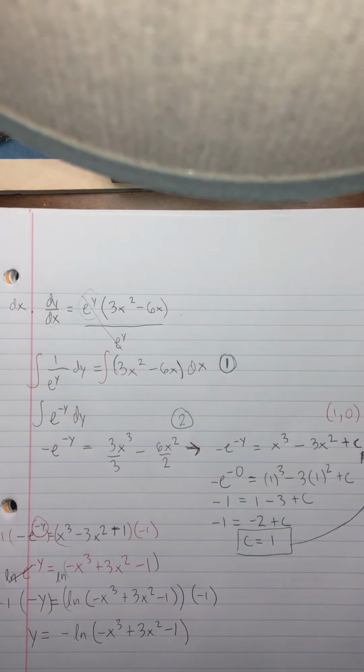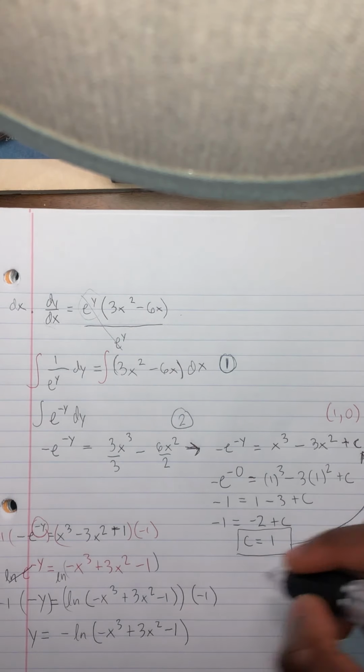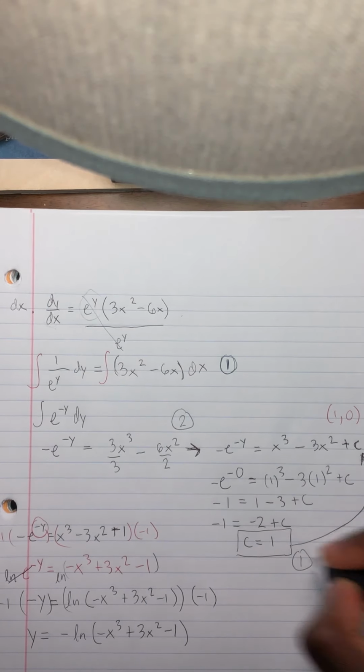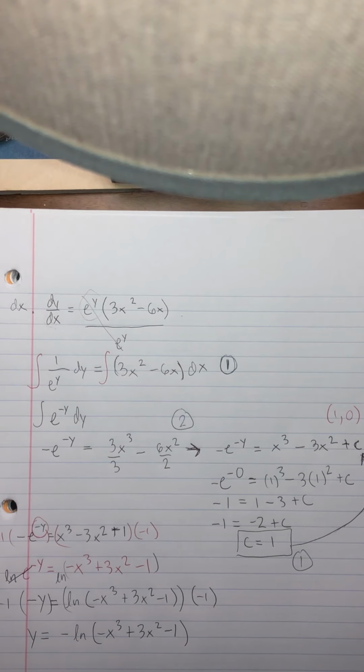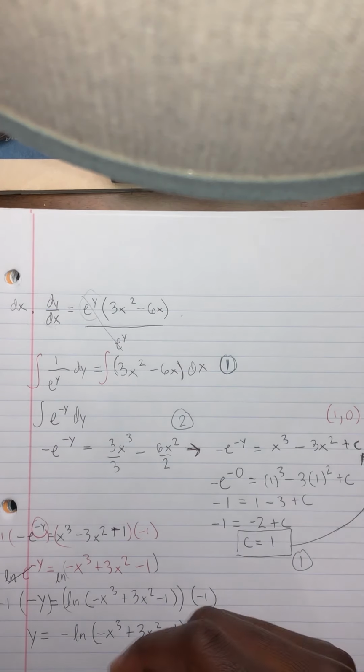You get 1 point for using the initial condition, the 1 here. And then you get the last point for solving for y.